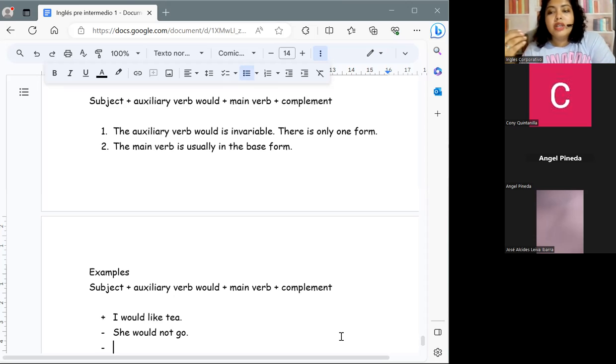And the question, you know that in this case, you are going to use the change in the structure. We are going to use the auxiliary verb at the beginning. And then we are going to continue with the other information that we have in the statement. Would you help? ¿Podrías ayudar? Es como estar diciendo, ¿podrías ayudar?